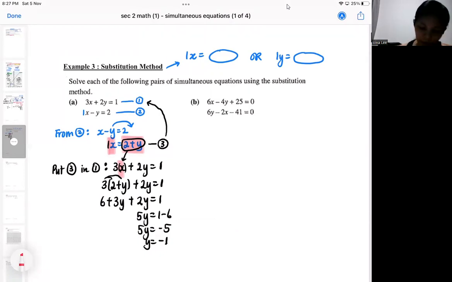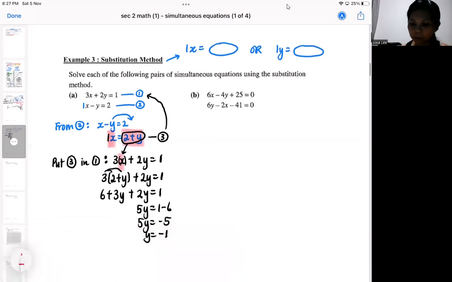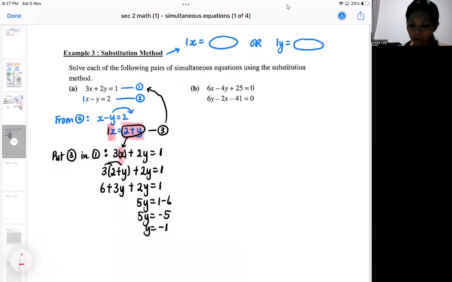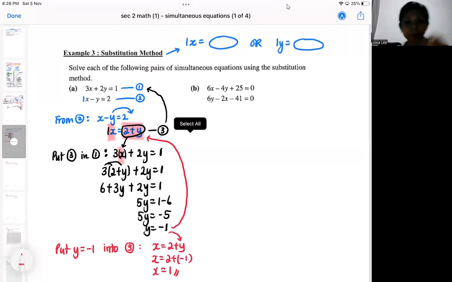So then how are you going to find your y? Subsequently, this one is also quite easy. But there are a lot of people who are like, I forgot how to find my y. So you put your y into the same formula. You put y equals -1 into the formula. You will find x.